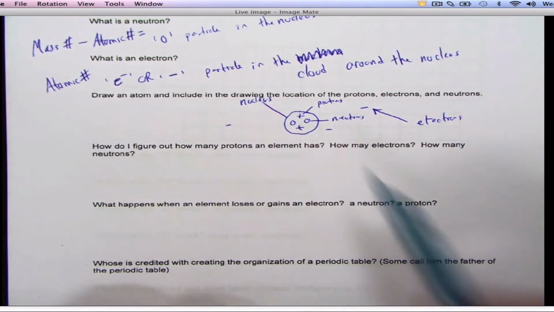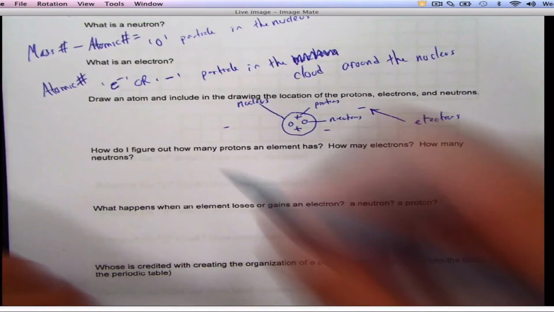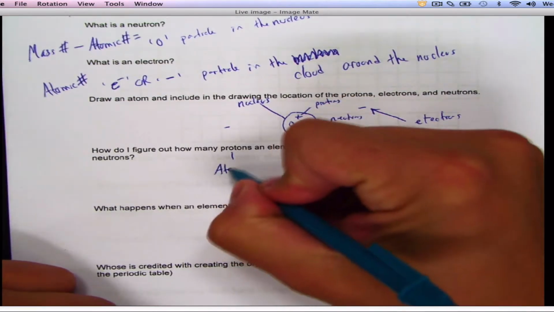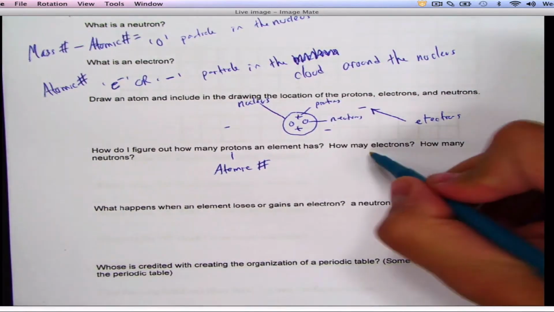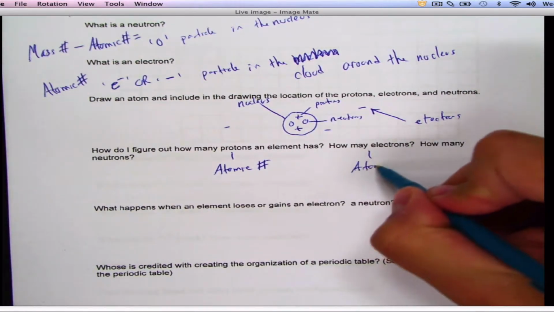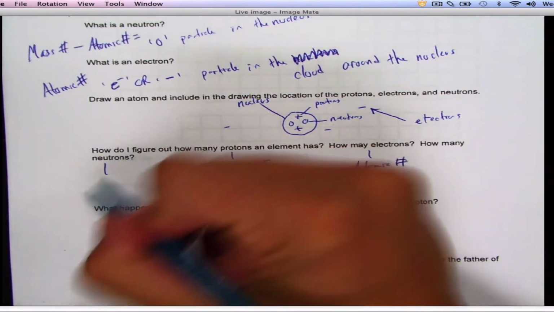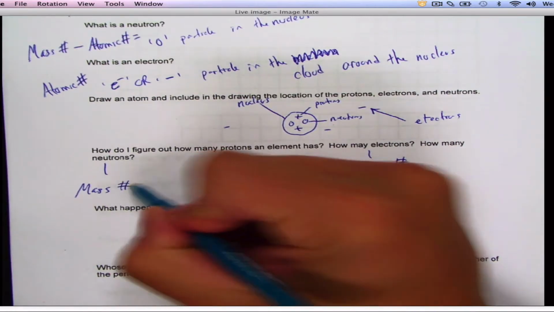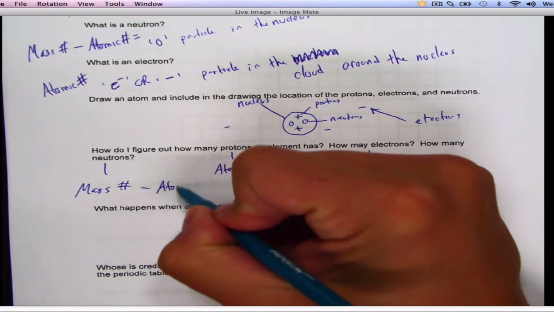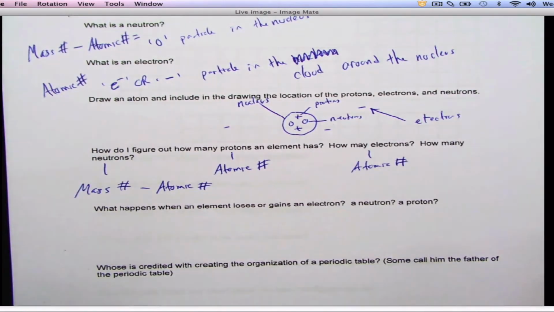All right? And how do you figure out how many protons and neutrons there are? Right down here. Well, protons again is the atomic number. How many electrons is going to be equal to the atomic number in any normal atom. And then neutrons is going to be the mass number minus the atomic number. All right, so that's how you find out what's going on.